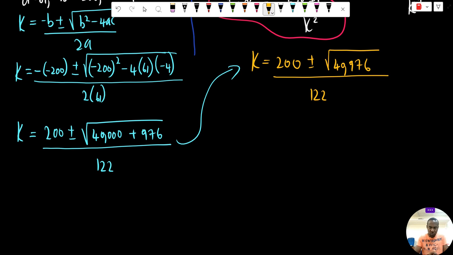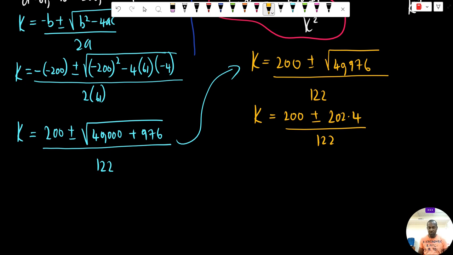But let's just check. Square root of 40,976. It does not give a whole number, right? So it does not give a whole number. What we get is k is equal to 200 plus or minus the square root of 40,976, approximately 202.4 to 1 decimal place. And of course, dividing all of that by 122.